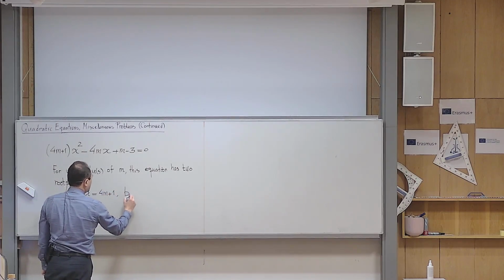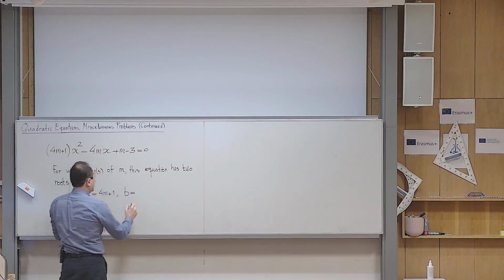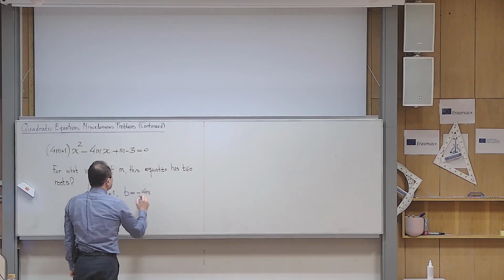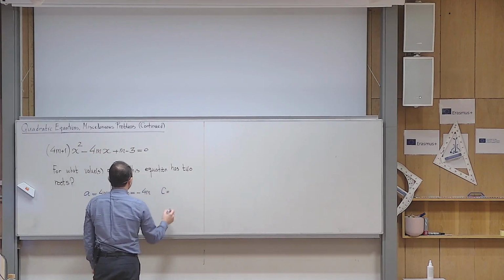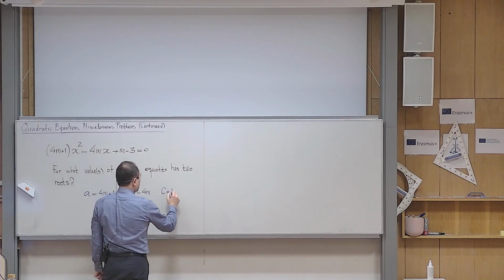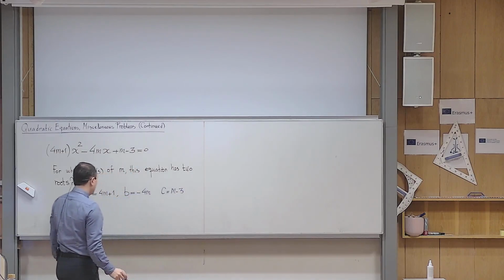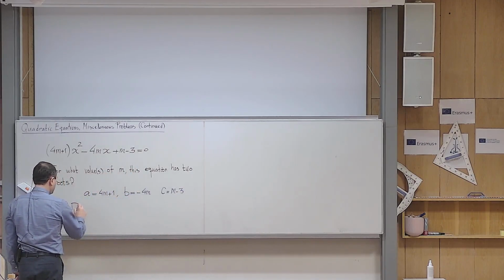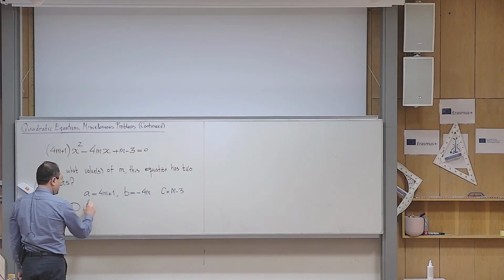What is b in this equation? Minus 4m. What is c in this equation? What is left without x's in total? Plus m minus 3. Okay, I don't know how many of you remember the formula for the discriminant in the ABC form.